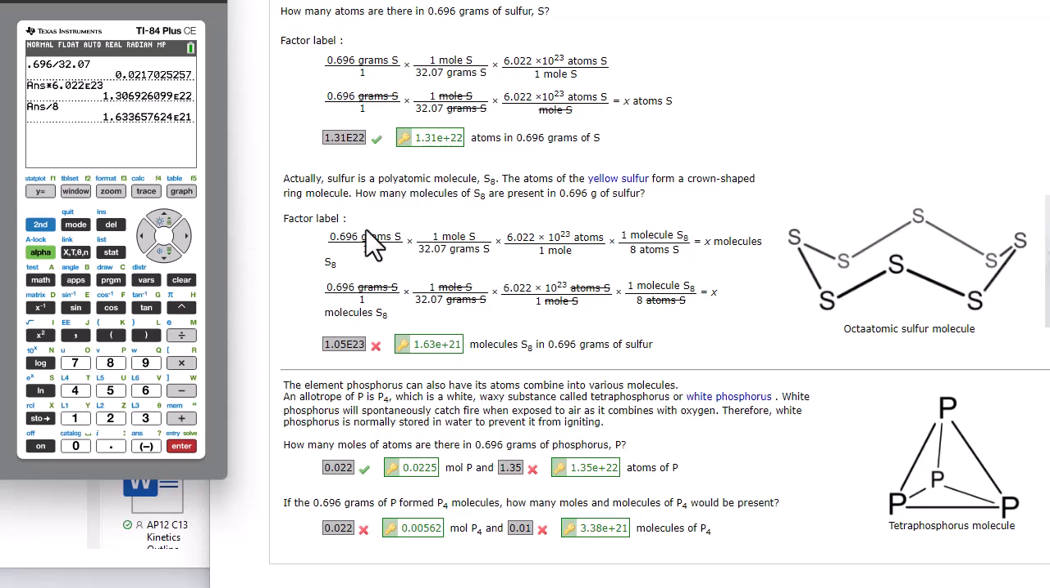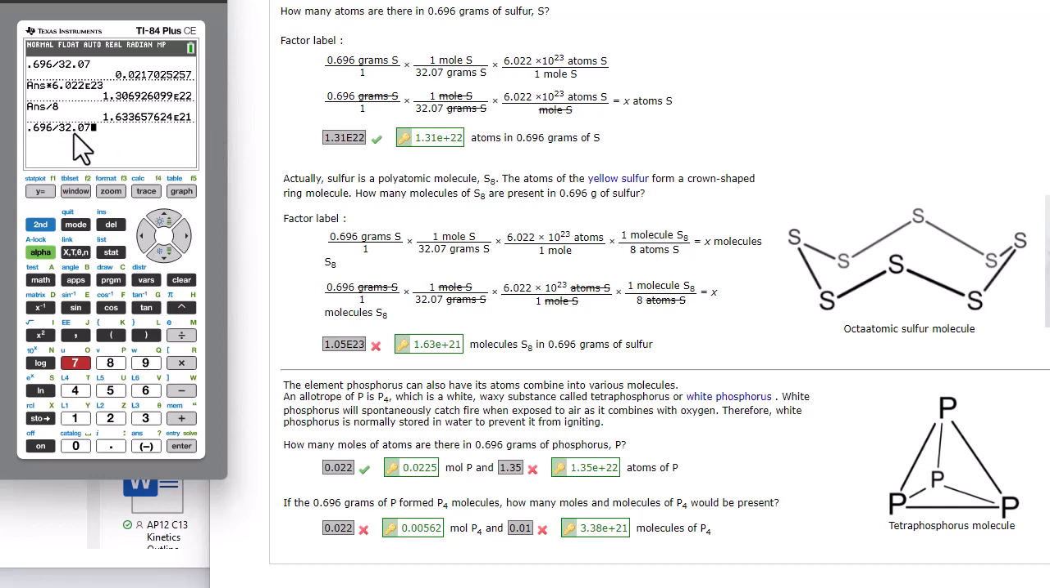Now, if you wanted to do this all in one calculation, you wanted to say, okay, I want to find out the molecules of S8, I would have taken this here. We'll follow this calculation. 0.696 divided by the 32.07. You might say, well, what about the rest of the calculation? No, do this as you go along. The calculator does order of operations as it does the calculations internally. So when it sees this, it's going to take 0.696 divided by 32.07.